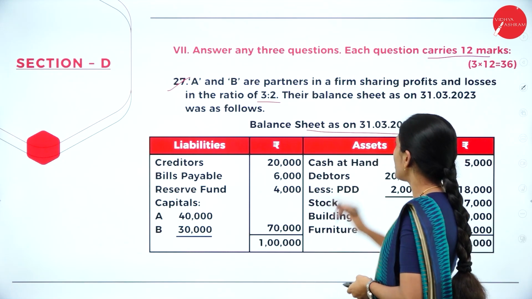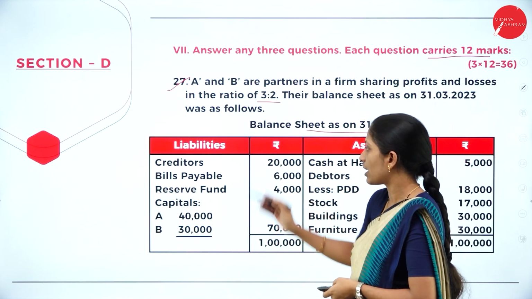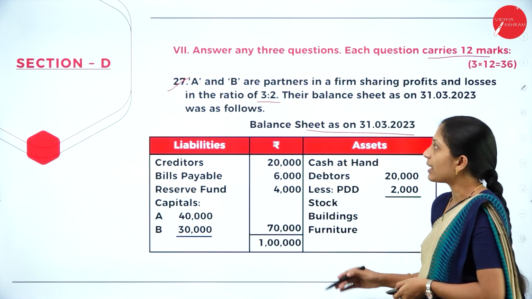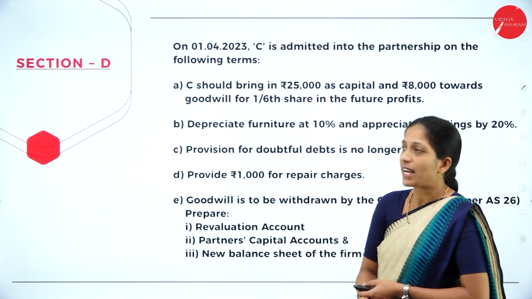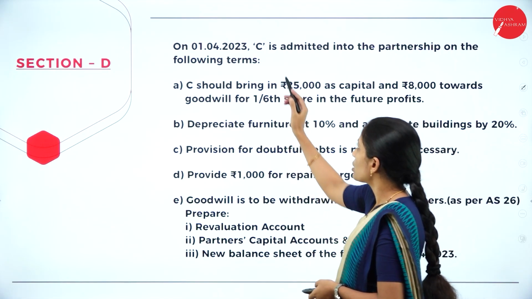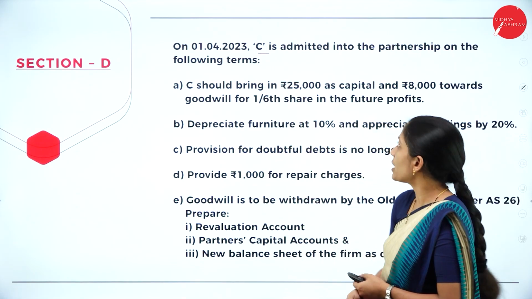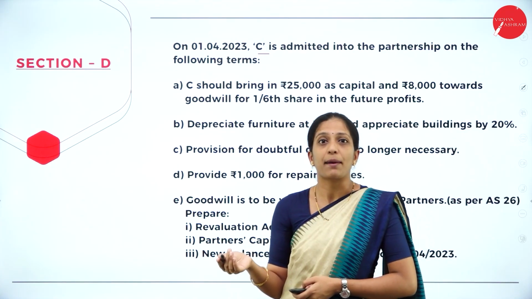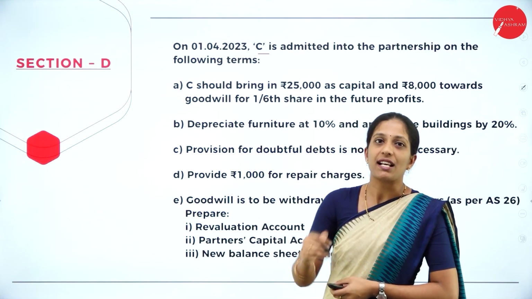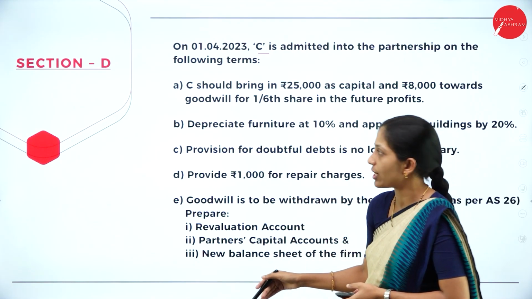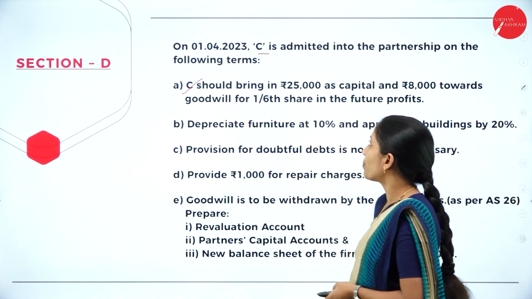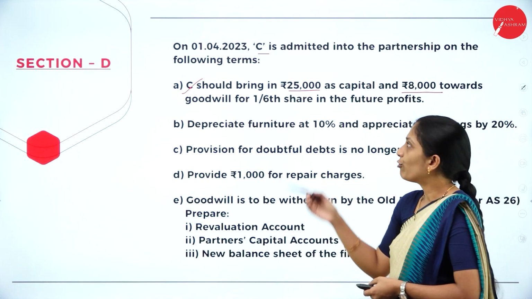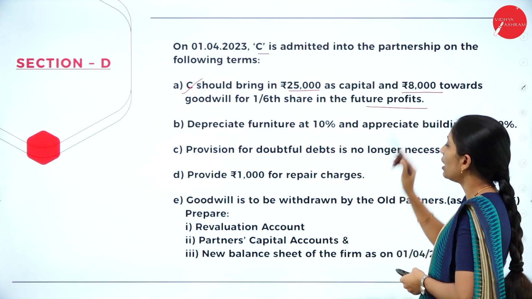So they have given the balance sheet as on 31st March 2023. So this is your balance sheet. Now you can go through the balance sheet later. And they have given us a few adjustments. So on 1/4/2023, C is admitted into partnership on the following terms. So A and B are partners and C is going to be admitted as a new partner on the following conditions. First, C should bring 25,000 as capital and rupees 8,000 towards goodwill for 1/6 share in the future profit.